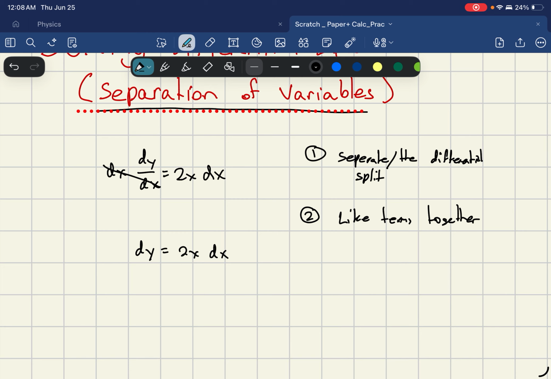All right, that's great. Now what do we do here? Now what we're going to do is integrate both sides and find the antiderivative.